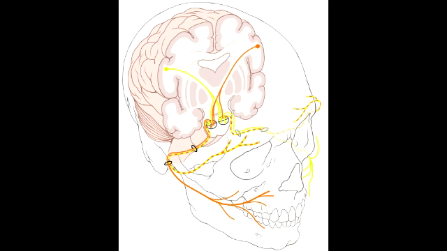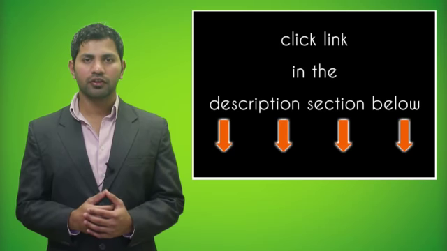Then you also see the facial nucleus, which has the upper and the lower division, and right underneath that you see the lower motor neuron lesion. So if the lesion occurs at this level, it's the lower motor neuron lesion, and this is called facial nerve palsy.